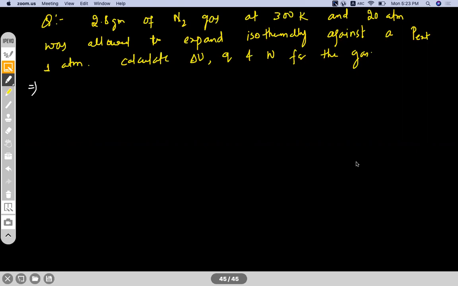Yes, see, the question is: 2.8 gram of N2 gas at 300 Kelvin and 20 atmospheric was allowed to expand isothermally against a constant external pressure, that is 1 atmospheric. Okay. So obviously when expansion is there, volume will increase, correct? Could you tell me what is the initial volume?